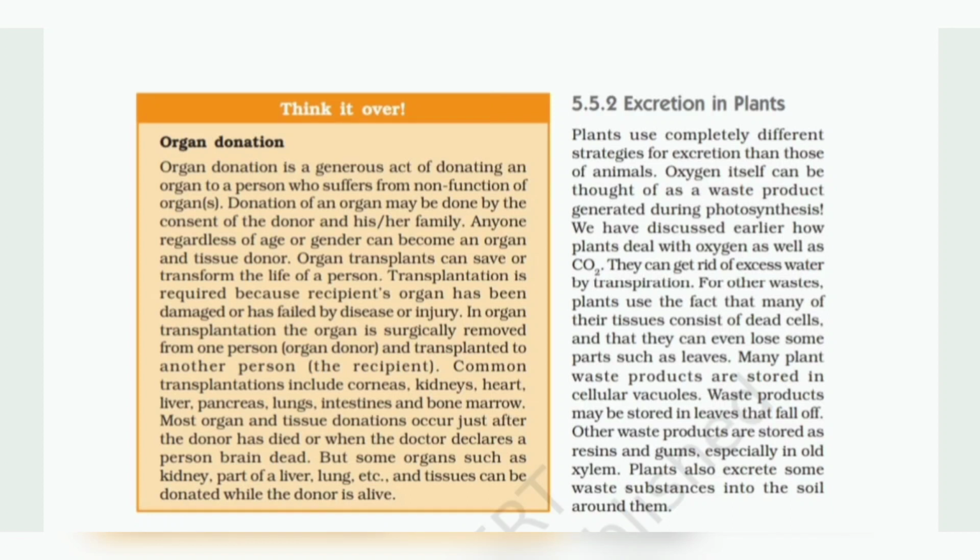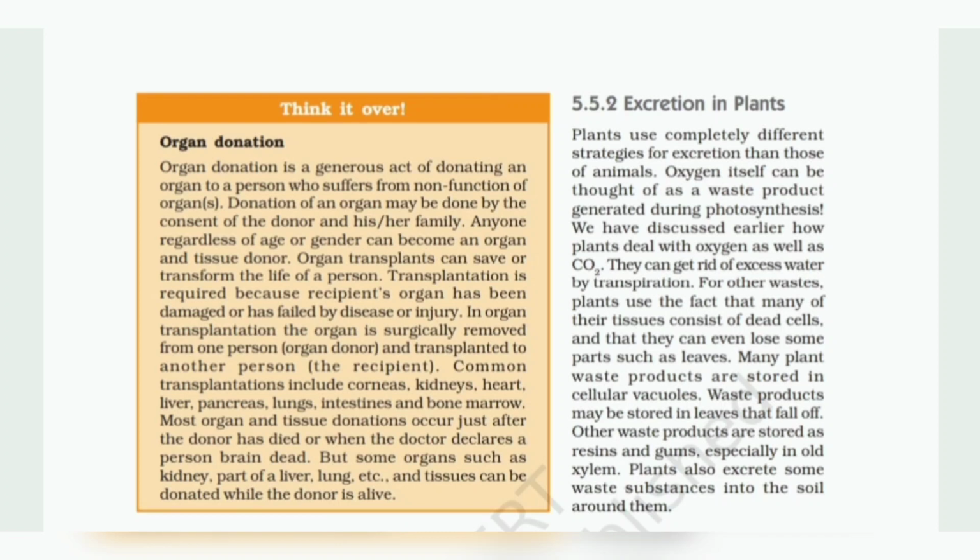Transplantation is required because recipient's organ has been damaged or has failed by disease or injury. In organ transplantation, the organ is surgically removed from one person, organ donor, and transplanted to another person, the recipient. Common transplantations include corneas, kidneys, heart, liver, pancreas, lungs, intestines, and bone marrow.